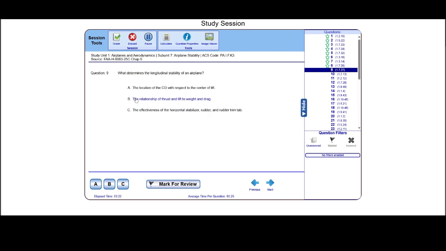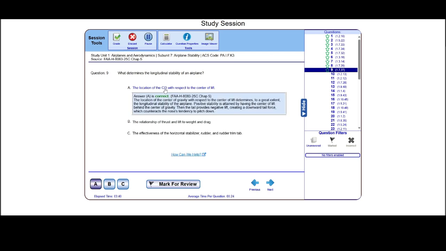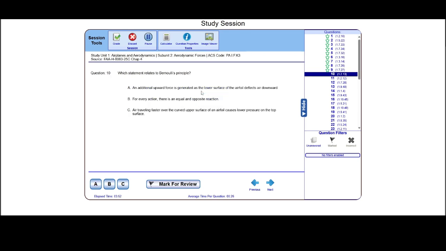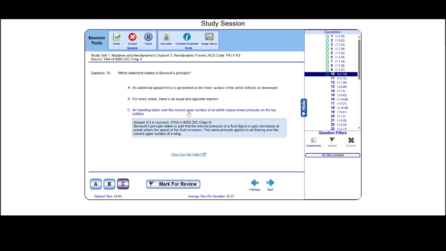What determines the longitudinal stability of a plane? I think it's B or A. The location of lift. I think it's A, because it's also the location of the CG. If you have an aft CG versus a normal CG, there's a very big difference, and lift is the primary part of it. What is Bernoulli's principle? Bernoulli's principle is about higher and lower pressure on the wings or airfoil surface. I think C. Yes.